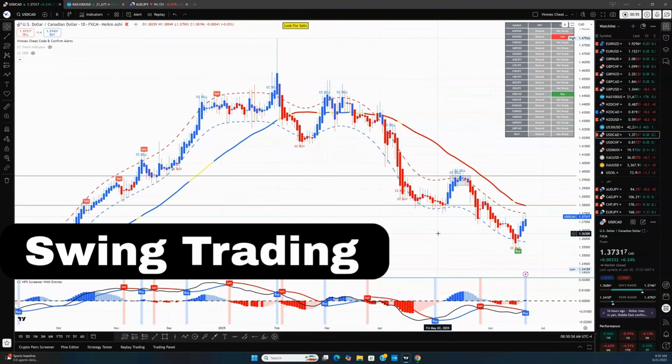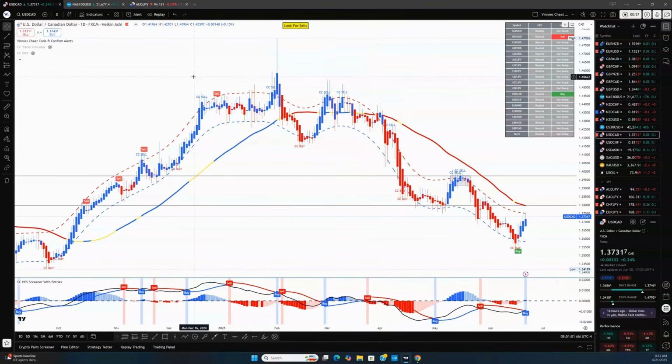Right now, you're looking at the cheat code. The cheat code consists of these bands. You have an upper band which is in red, and you have a lower band that's in blue. Whenever these candles or price goes outside of the band, you're going to get a signal. You're either going to get a cheat code buy signal or a cheat code sell signal. This is what we call extremes in the market. Whenever price goes outside of the band, that is an extreme, and price is going to reverse.